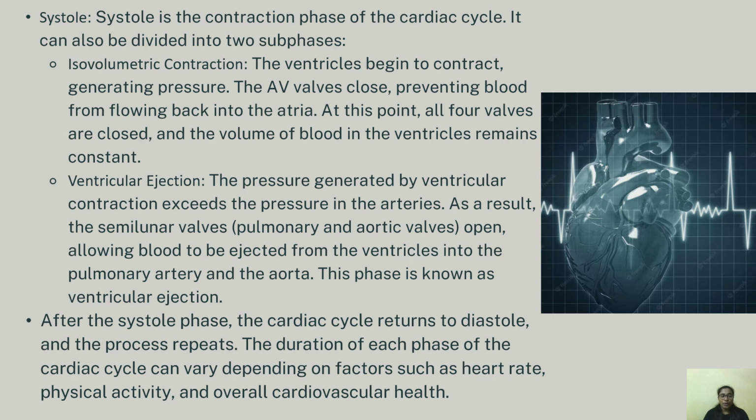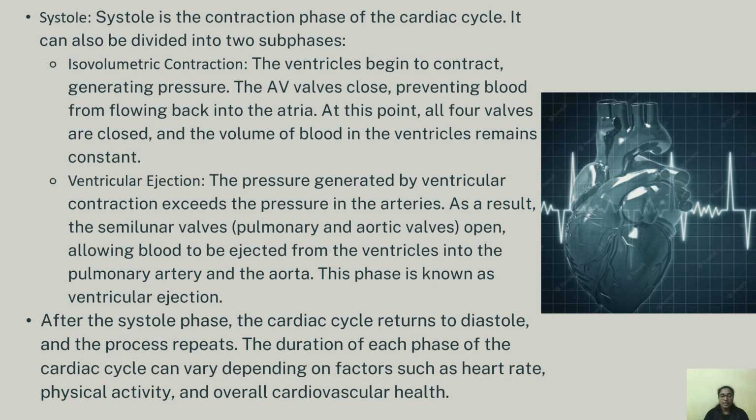Coming to the isovolumetric contraction, the ventricles begin to contract, generating pressure. The AV valves close, preventing blood from flowing back into the atria. At this point, all four valves are closed and the volume of blood in the ventricles remains constant.